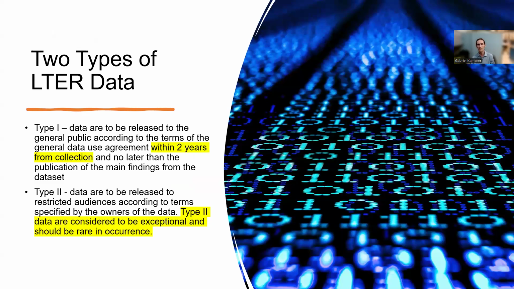And so there are two types of LTER data. Type 1 data are to be released to the general public according to the terms of the General Data Use Agreement from the last slide, within 2 years from their collection and no later than the publication of the main findings from the data set. There are also type 2 data. Those are basically data that are considered to be exceptional and should be rare in occurrence. And they are released to restricted audiences according to terms specified by the owners of the data. FCE publishes type 1 data.